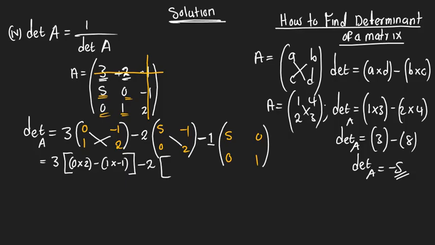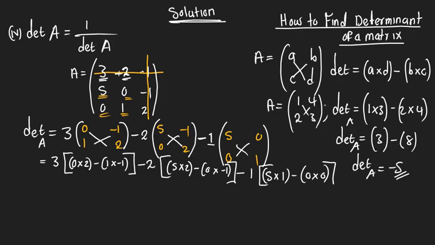Even here, this is going to be 5 multiplied by 2 minus 0 multiplied by -1 minus 1. Even here you do the same thing. So this is going to be 5 multiplied by 1 minus 0 multiplied by 0. From here, we can do something. So this is going to be 3.